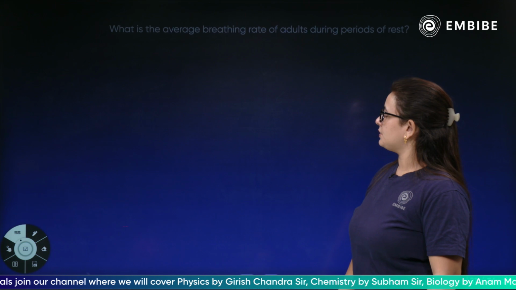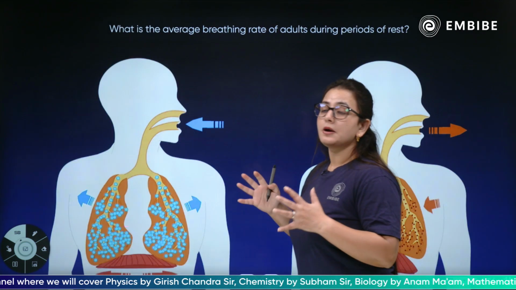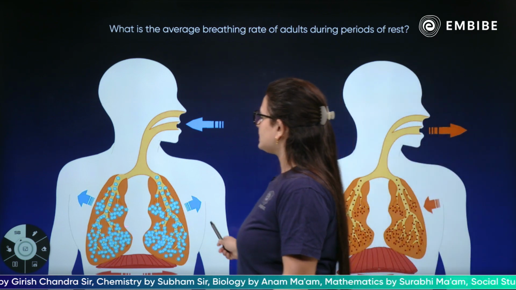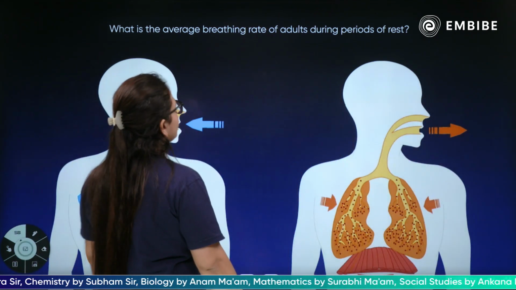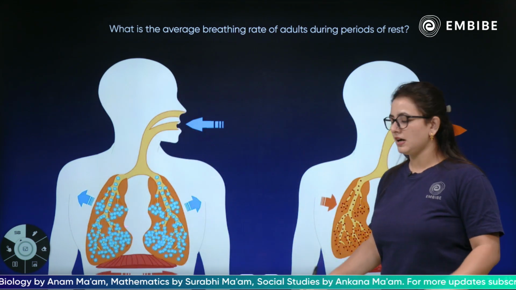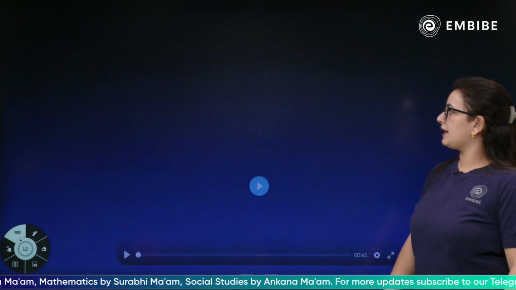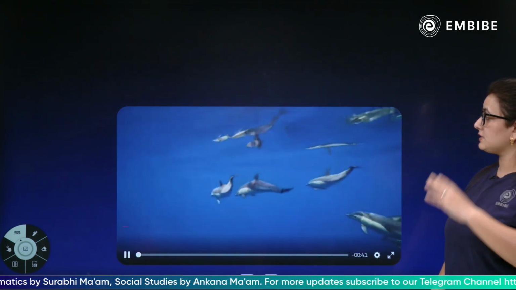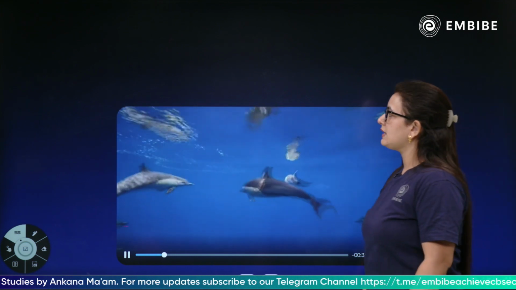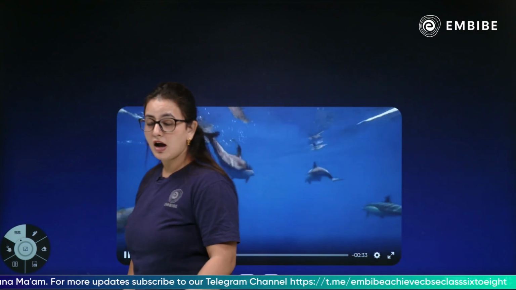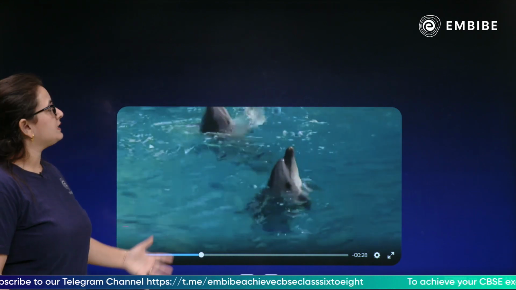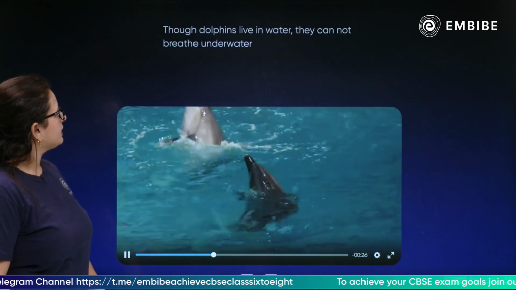As we move forward, children, what is the average breathing rate of an adult during periods of rest? We have discussed normal rest. Let's see what the rate is for a person at rest. Children, as you can see, these are aquatic animals. Aquatic animals will generally have a higher breathing rate in comparison to humans.